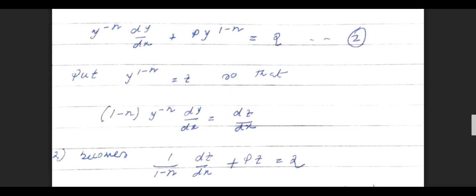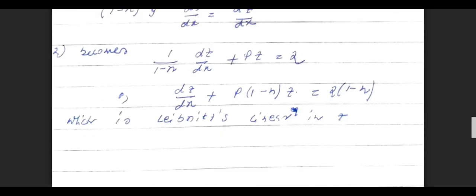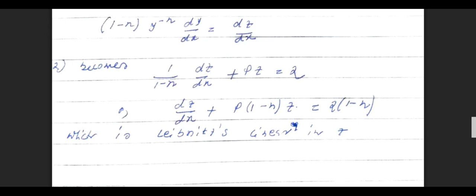Yes, ma'am. Okay, then if you substitute this into equation 2, what will you get? Now dy/dx = dz/dx divided by (1-n) times y^(-n). If you substitute, we get 1/(1-n) dz/dx + Pz = Q. So this is dz/dx + P(1-n)z = Q(1-n). Can I say this is a Leibniz linear equation in z?